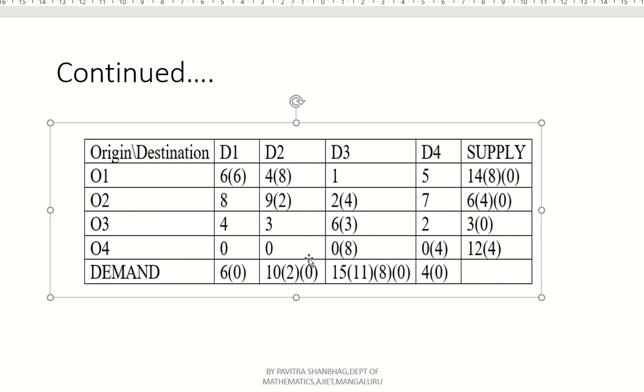Minimum of 2 comma 6 means what? 2 only, right? Assign that 2 here. Now what is left? 0 is left. Now strike out this column. So this column vanishes. You should not consider this column for further calculation.